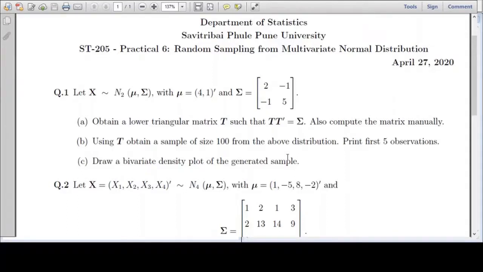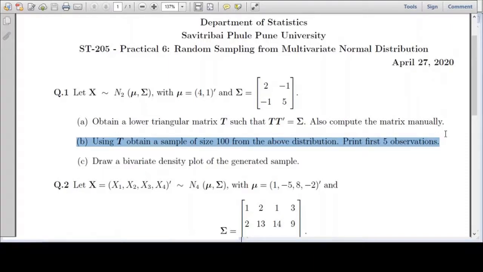So the first question is for bivariate normal. Mean vector is given, sigma is given, and we are supposed to obtain first a random sample of size 100 from this distribution. Of course, there are some ready-made, direct commands available in our packages which can be used for sampling from multivariate normal distribution, but we are not going to use them here. We will try to understand how we can sample manually.